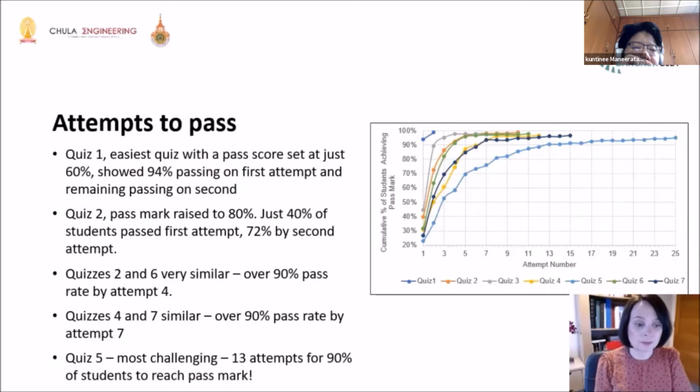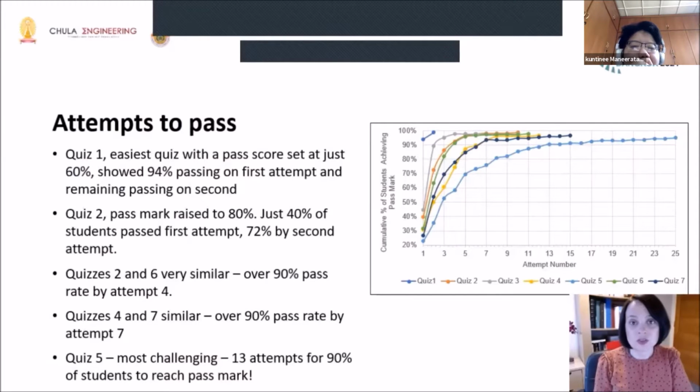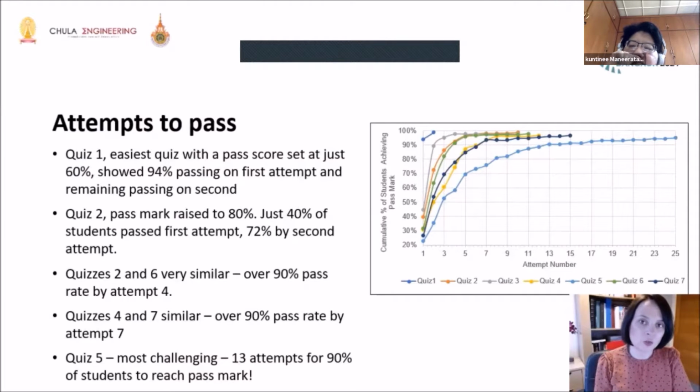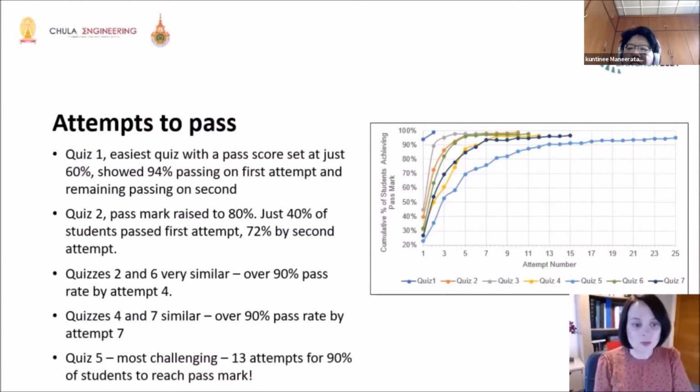The quizzes began to get more difficult as the year went on. We found that quizzes 3 and 6 were very similar in their results. So we had over 90% pass rate by attempt 4 for these 2 quizzes. Quizzes 4 and 7 had over 90% pass rate by attempt 7. Quiz 5 was most definitely the most challenging for students. It took 13 attempts for 90% of the class to reach the pass mark.